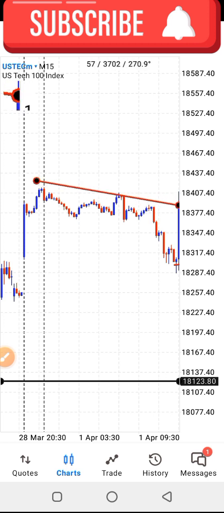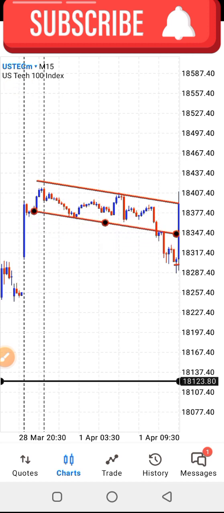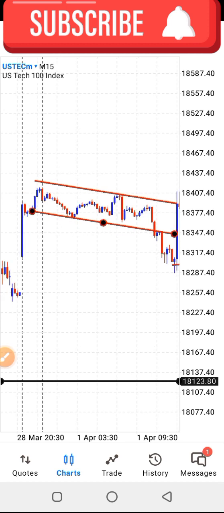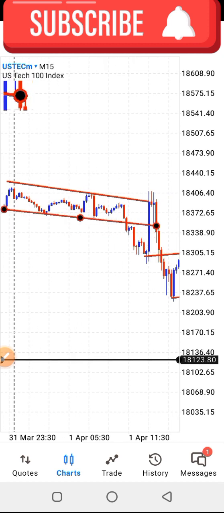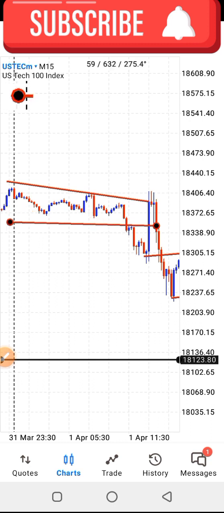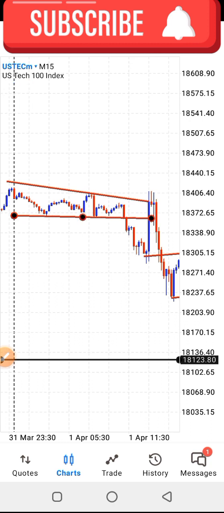So this looks like a descending channel. Let me copy. Alright, so I have this. Let me move it a bit. You can see what I'm doing. So this is the boundary that I have, and you can see it doesn't look like a perfect channel, it looks like a wedge in a way.